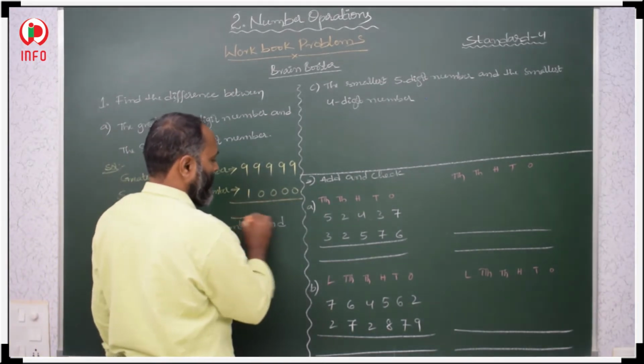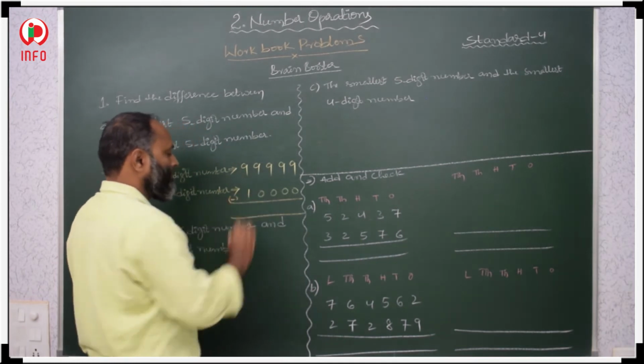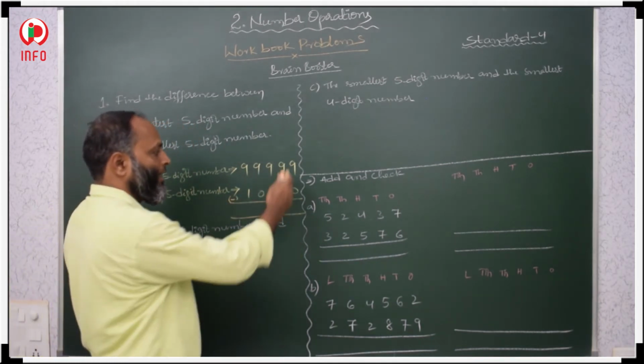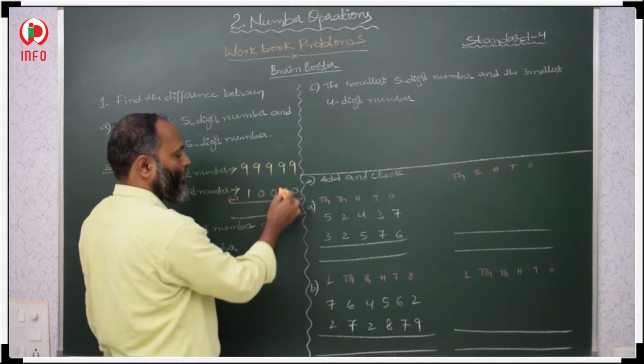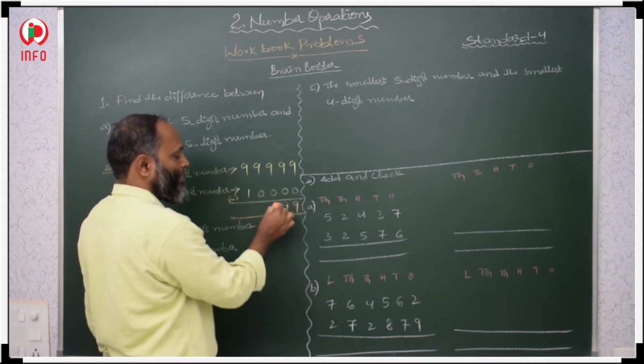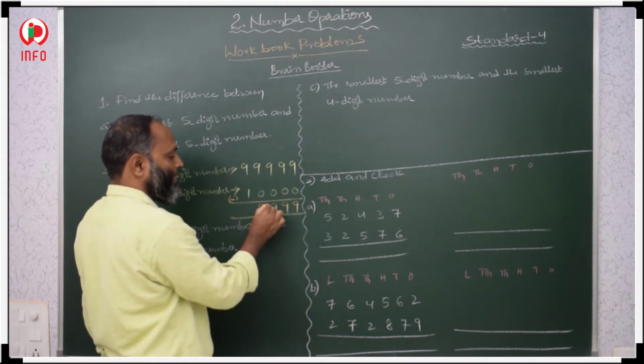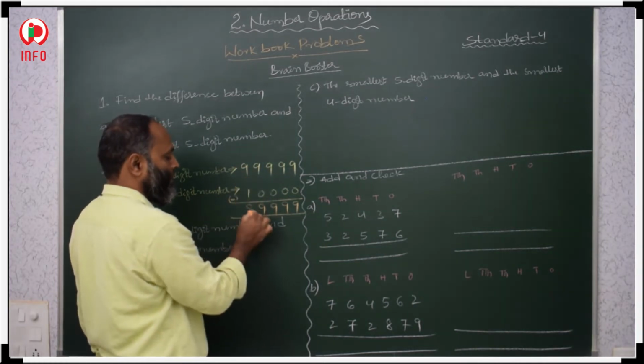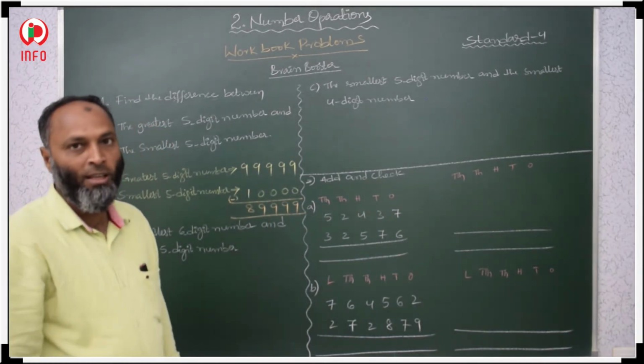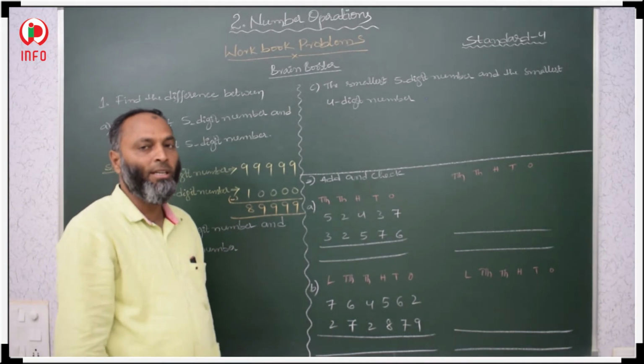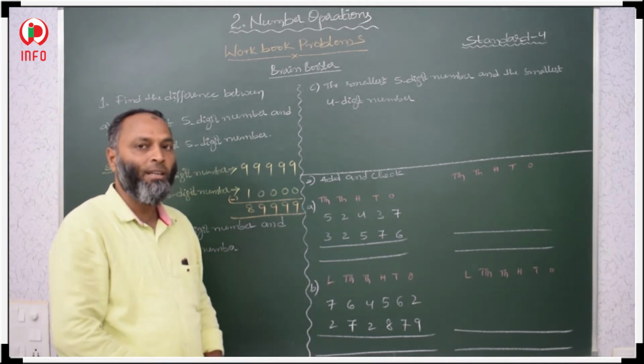Now we have to find the difference. 9 minus 0, 9. 9 minus 0, 9. 9 minus 0, 9. 9 minus 0, 9. 9 minus 1, 8. This is the difference between the greatest 5-digit number and the smallest 5-digit number.